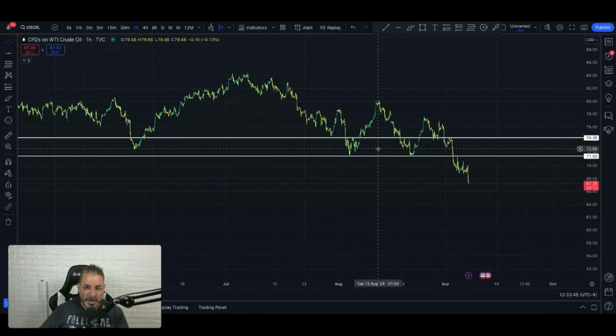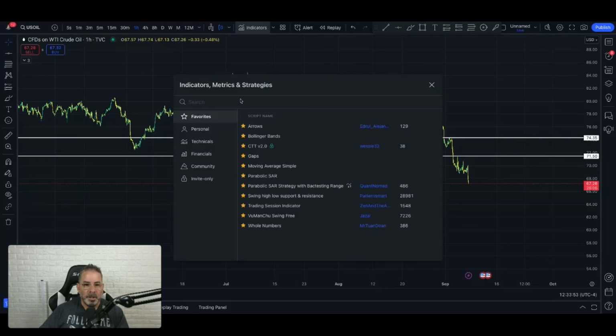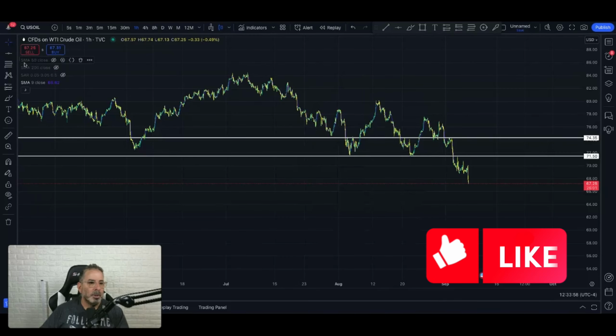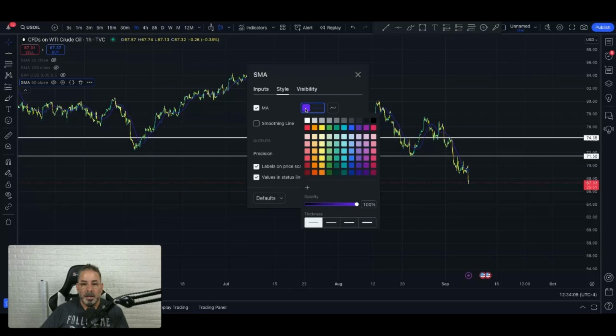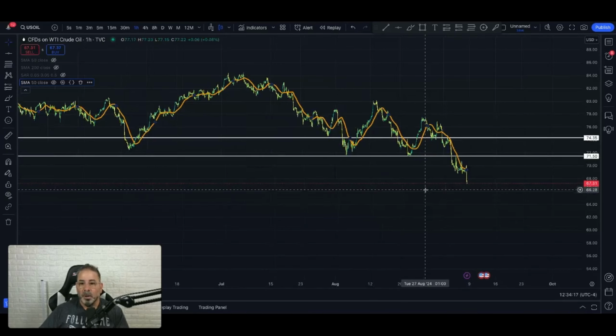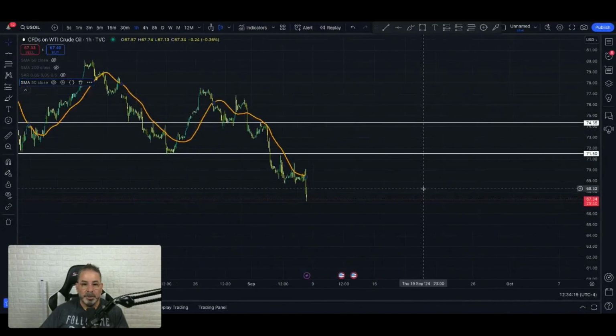Or if you want a little guidance, which I think is awesome to do, what I typically will do is throw a moving average in here. I will change the setting and make it a 50 moving average. Let's make it orange so it's different, and let's make it a bit thicker. You'll see how this comes together here in just a minute.